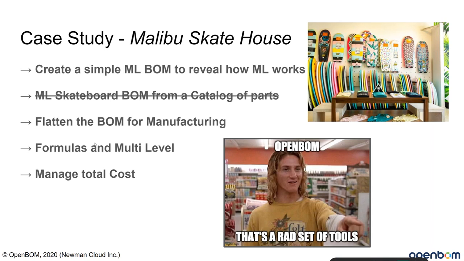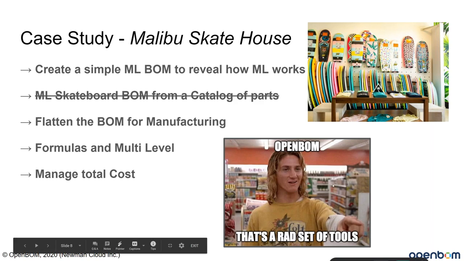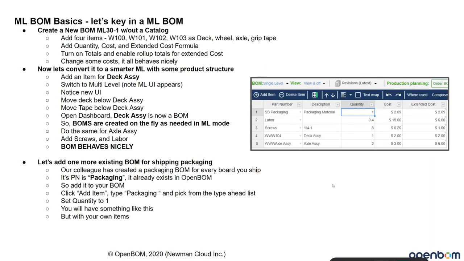And of course, we're going to talk about flatten and formulas. And then the question that comes up most often in multi-level, especially with new users, is how do I roll up cost? How do I find out what the cost of my whole skateboard is if I know the cost of all the bits and pieces, especially if it's organized into a structure? So we're going to be doing that. And by the way, for those of you that are fans of movies from the 80s, OpenBOM is a rad set of tools.